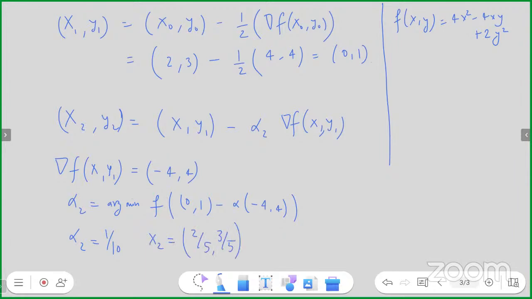So 3 points. What are the starting points? x0, y0 is 2, 3. What is x1, y1? 0, 1. And the third point, x2, y2, is 2/5, comma 3/5. Geometrically, is there any connection between these 3 points?